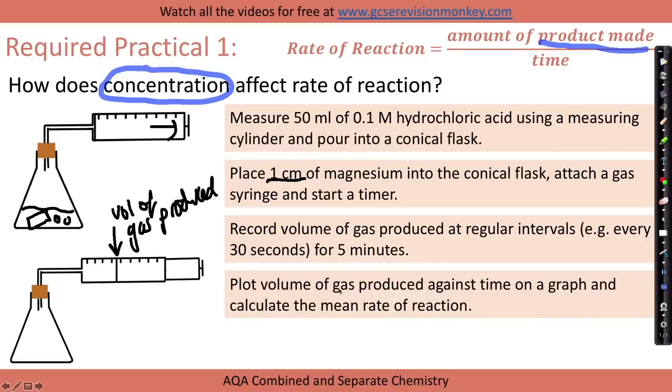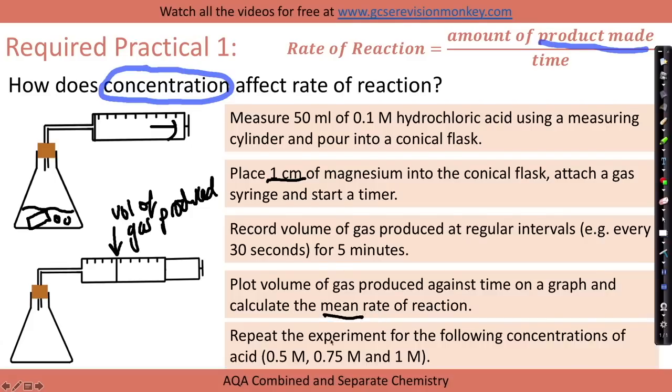Then we would plot the volume of gas produced against time on a graph, and we can use this to calculate the mean rate of reaction, and I'll go through how we do this later on. We then repeat the experiment for the following concentrations of acid. So this will be our independent variable, the concentrations of acid. The dependent variable would be our volume of gas, which we then turn into our rate of reaction down here.